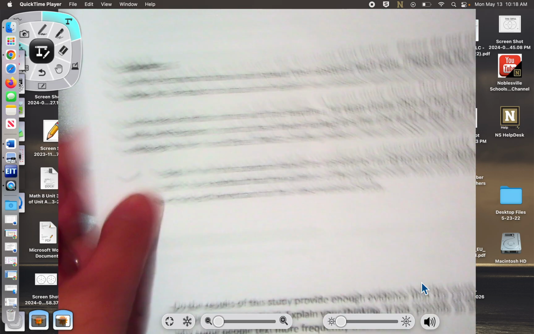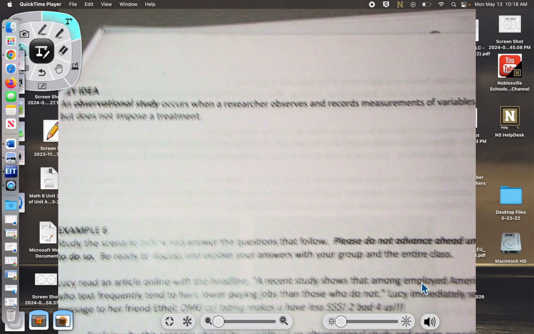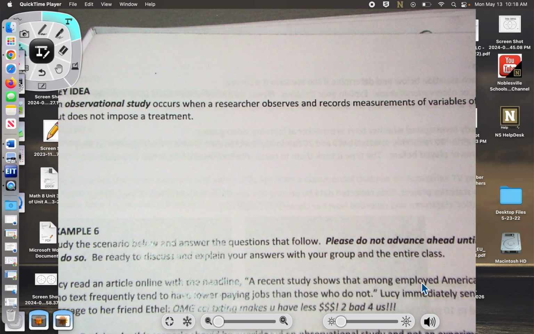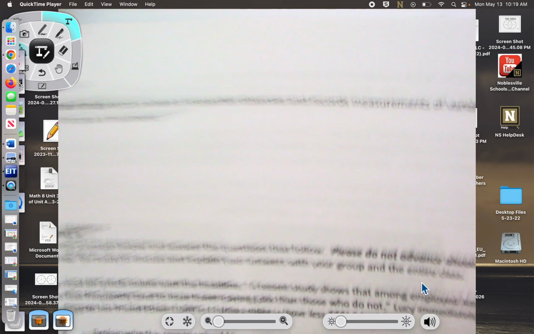Okay. An observational study occurs when a researcher observes and records measurements of variables of interest but does not impose a treatment. So I think we talked about this a little bit last week in one of the classes, right? You would just watch people. You're not doing anything, asking them anything. You're not surveying. You're just strictly observing. Okay, so let's look down here.